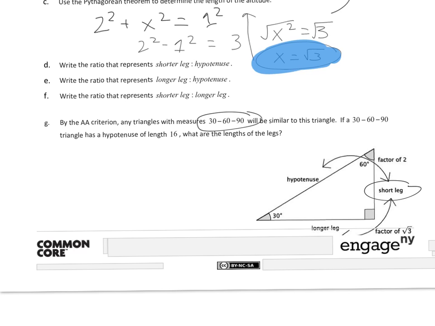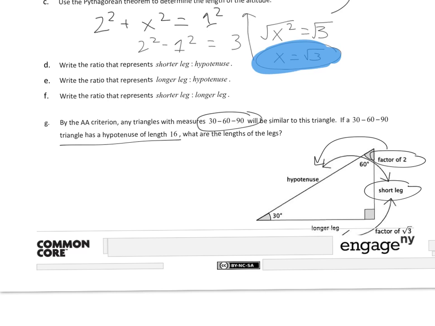So notice that we have this short leg is a factor of 2 in comparison to the hypotenuse, and then we know that the longer leg is a scale factor of the square root of 3 compared to the short leg. So when I'm thinking about that, I know I can set up some ratios because I know that there's similarity present. But if we know that it has these factors, let's compare them.